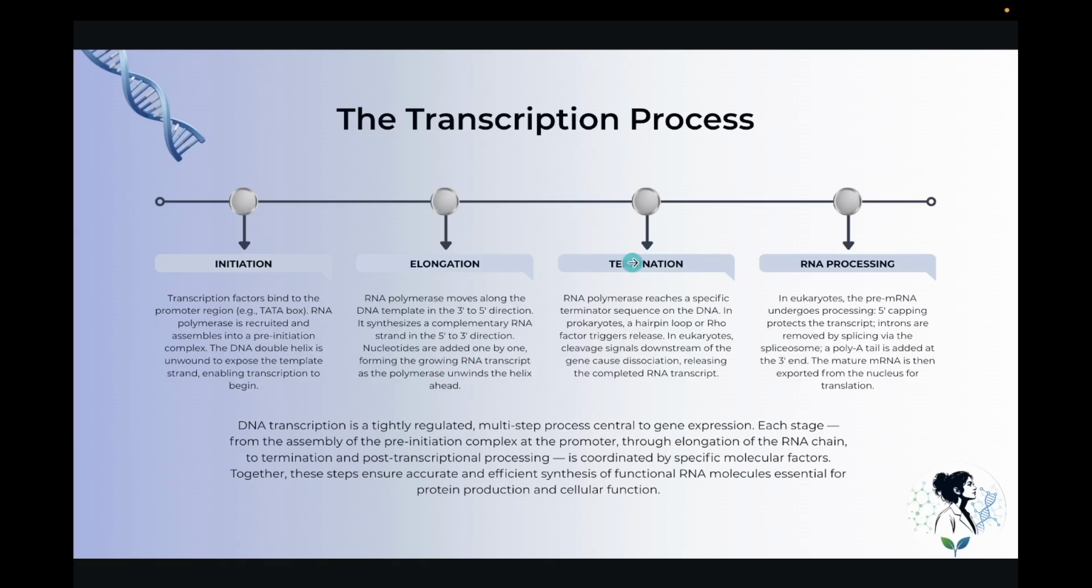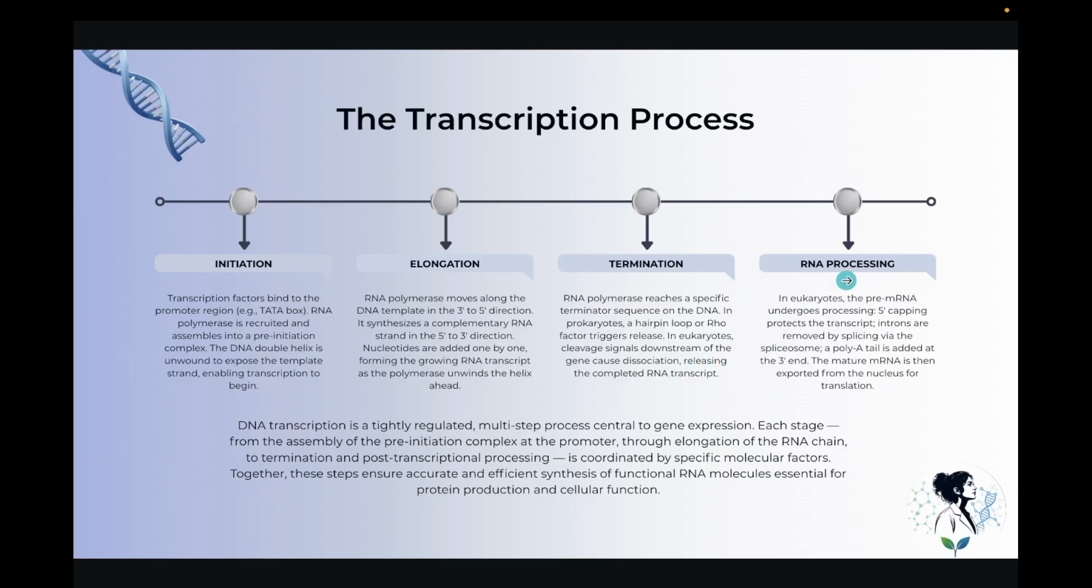The third step is termination, where RNA polymerase identifies a terminator sequence, or in case of prokaryotes it may be the rho factor or sometimes a hairpin loop structure. It stops the RNA synthesis and cleaves the generated RNA.